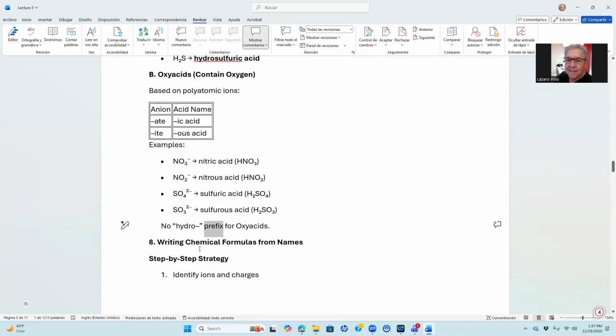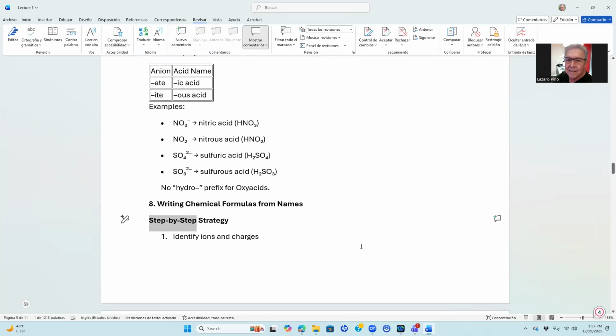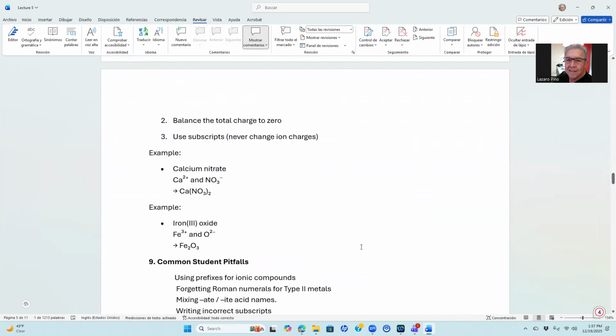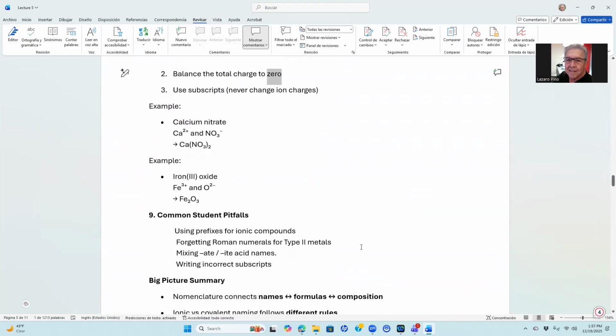No hydro prefix for oxyacids. 8. Writing chemical formulas from names. Step-by-step strategy: identify ions and charges, balance the total charge to 0, and use subscripts, never change ion charges.